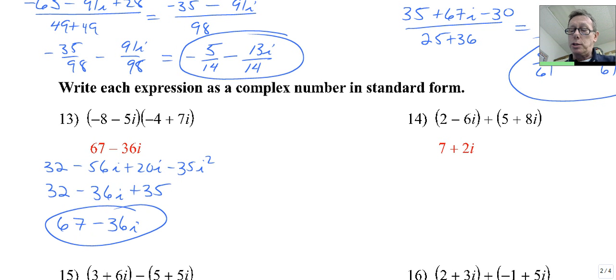The next one is adding numbers that are imaginary. So I have 2 minus 6i. Now I distribute the plus, so that's plus 5, and to distribute the plus to the 8i, which is plus 8i. Let's combine the number terms. So I have 2 plus 5 is 7. And I have a negative 6i plus 8i, which would be plus 2i.